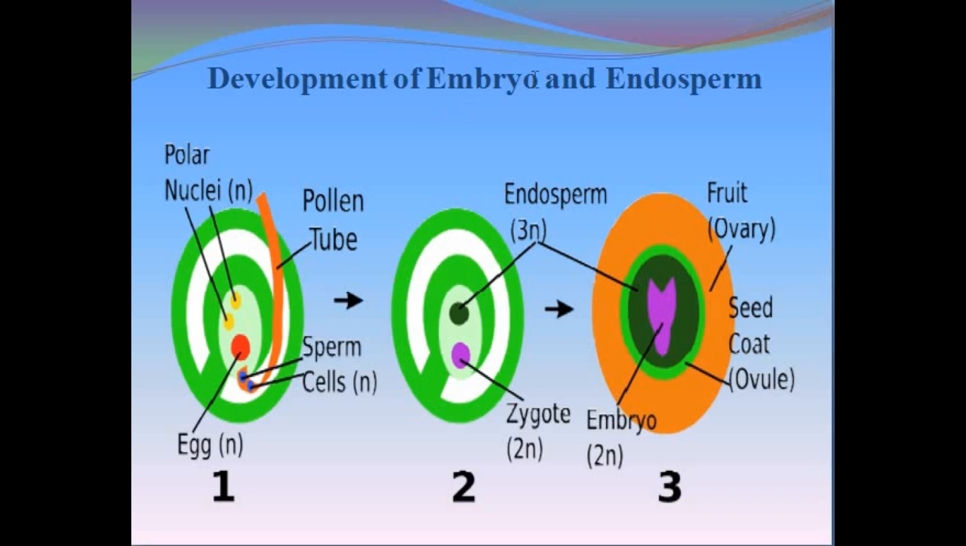Next, I will explain the development of embryo and endosperm. As I already told, one sperm fuses with the egg cell at the egg apparatus, whereas another sperm fuses with the polar nuclei to form triploid PEN. This diploid zygote undergoes division to form an embryo, and this triploid primary endosperm nuclei undergo mitotic division to form a large endosperm, which is a nutritive tissue which will give nourishment to the developing embryo.